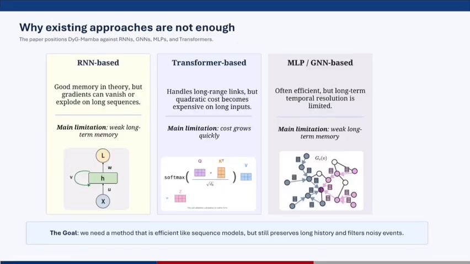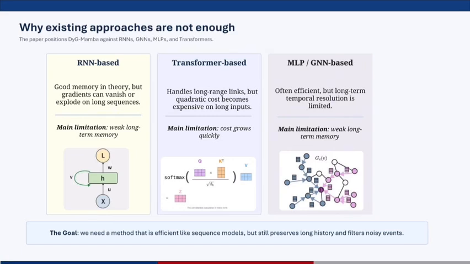Why are existing approaches not enough? There are mainly three different types of graph learning approaches: RNN-based, Transformer-based, and MLP or GNN-based. The RNN-based approaches are good at memory, but they suffer from vanishing or exploding gradients on long sequences. Transformer-based models handle long range lengths, but because of quadratic cost, they become expensive on long inputs. The GNN-based are often efficient, but long-term memorization is very limited.